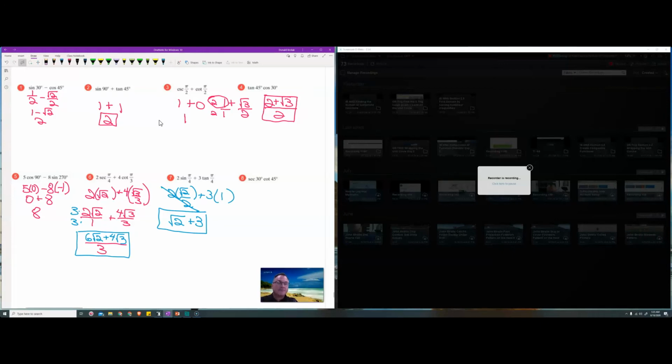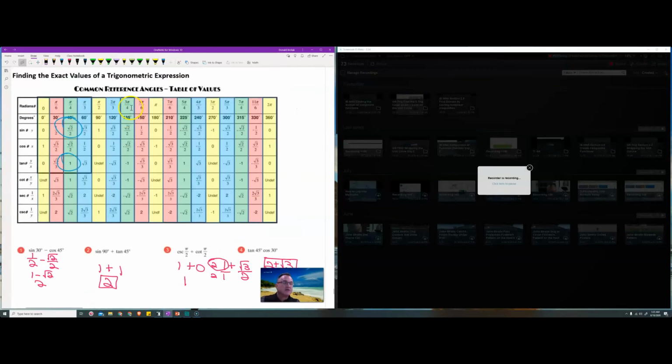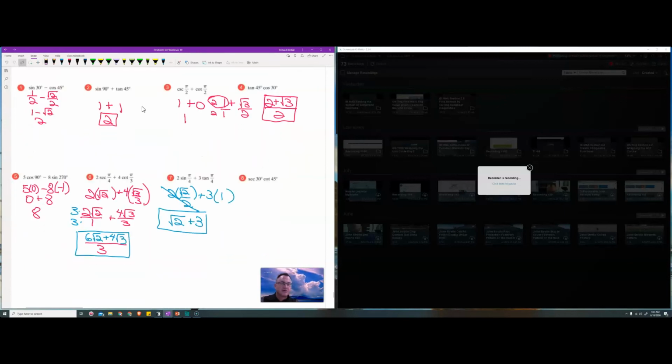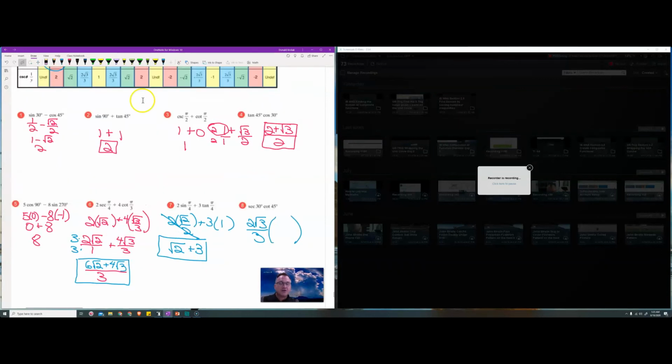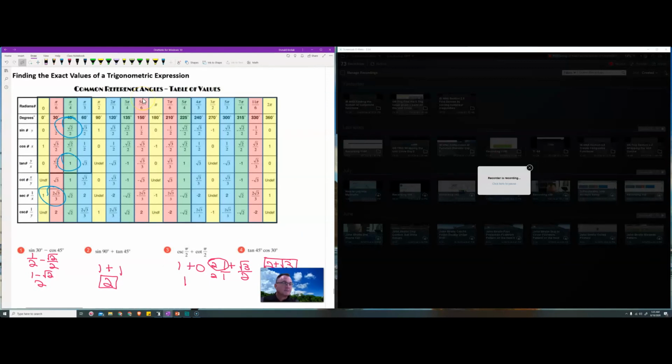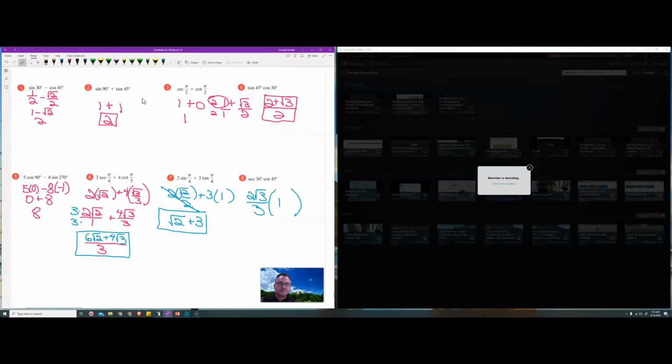Alrighty, last one. The secant of 30 times the cotangent of 45. So go to 30 degrees. Secant is 2 root 3 over 3. And the cotangent at 45 is going to be cotangent 45, 1. So that's equal to 2 root 3 over 3.